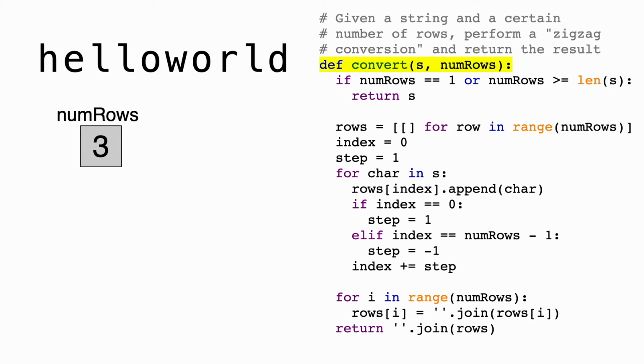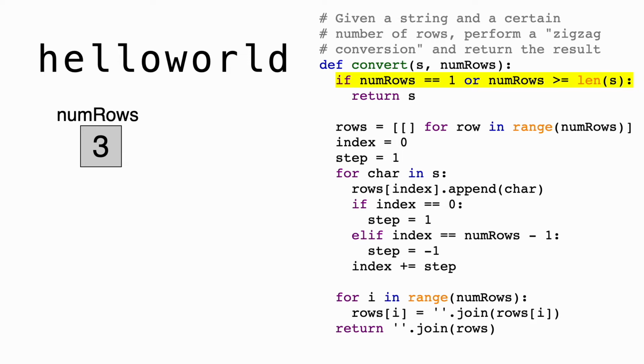Let's say the string s is hello world and numRows equals 3. First, we can check for some base conditions. If there's only one row, then the string stays the same, so we can just return s. And if the number of rows is greater than or equal to the number of characters, then the string would just become one vertical line, and when you read it row by row, it would still be the same string, so we can also just return s.